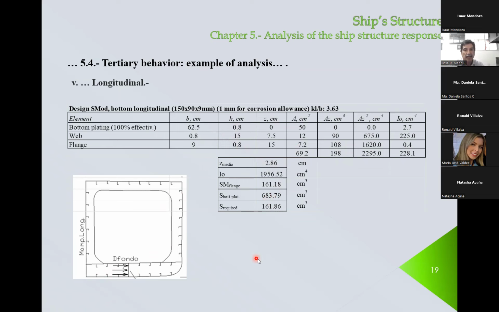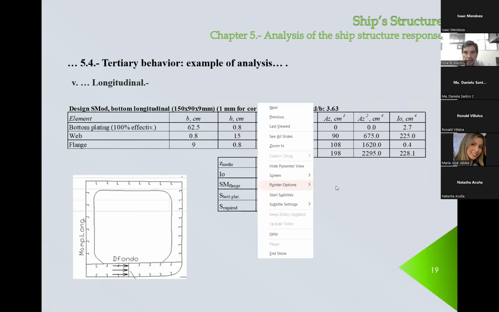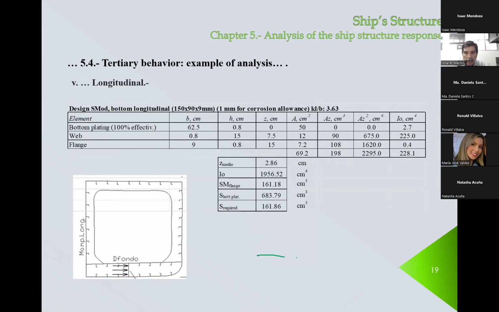Well, we have to be careful here, okay? Because with this, I'm going to stop because this is the plating, okay? This is the stiffener, like this. The neutral axis is about here. And you see that the height is 15. So from here to here, this is 15 centimeters. And the position of the neutral axis is 2.86.